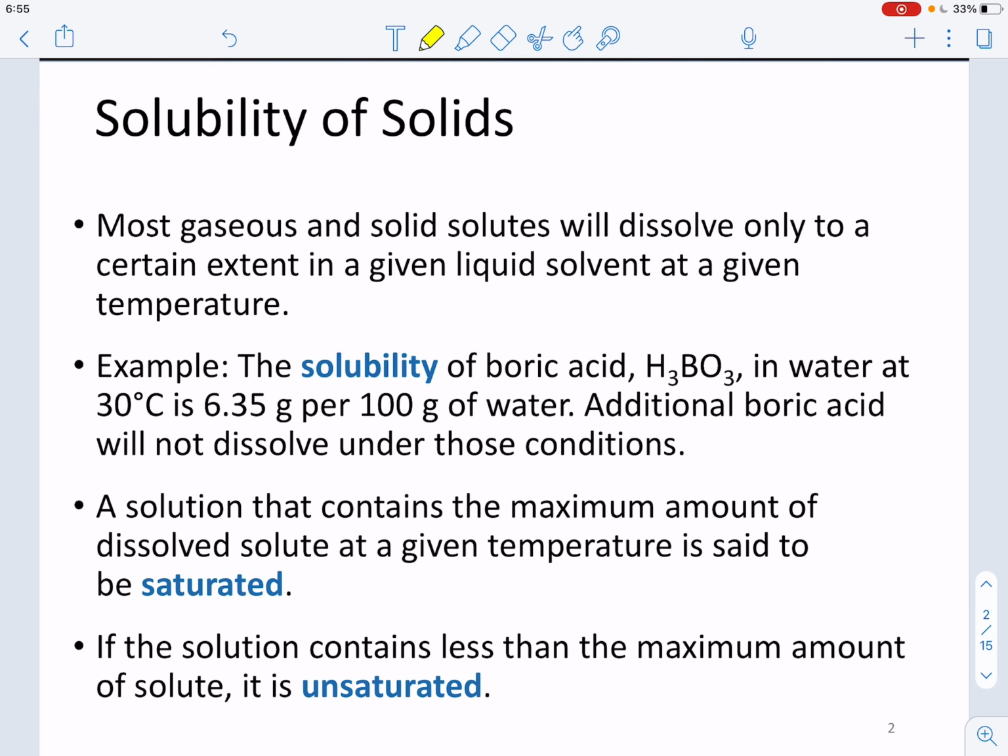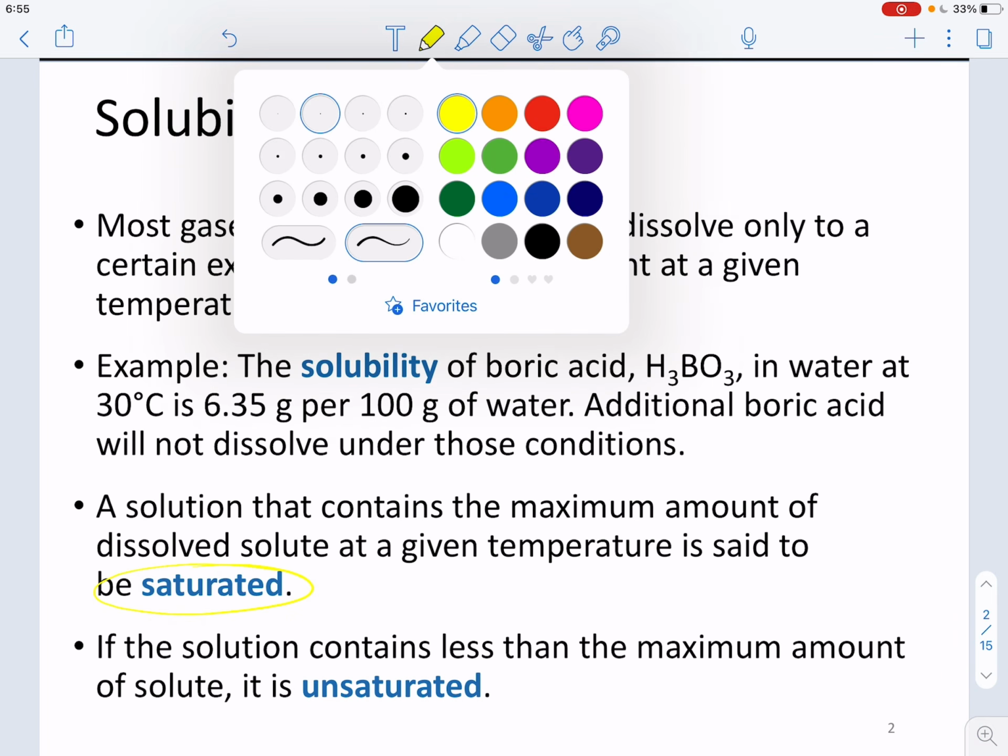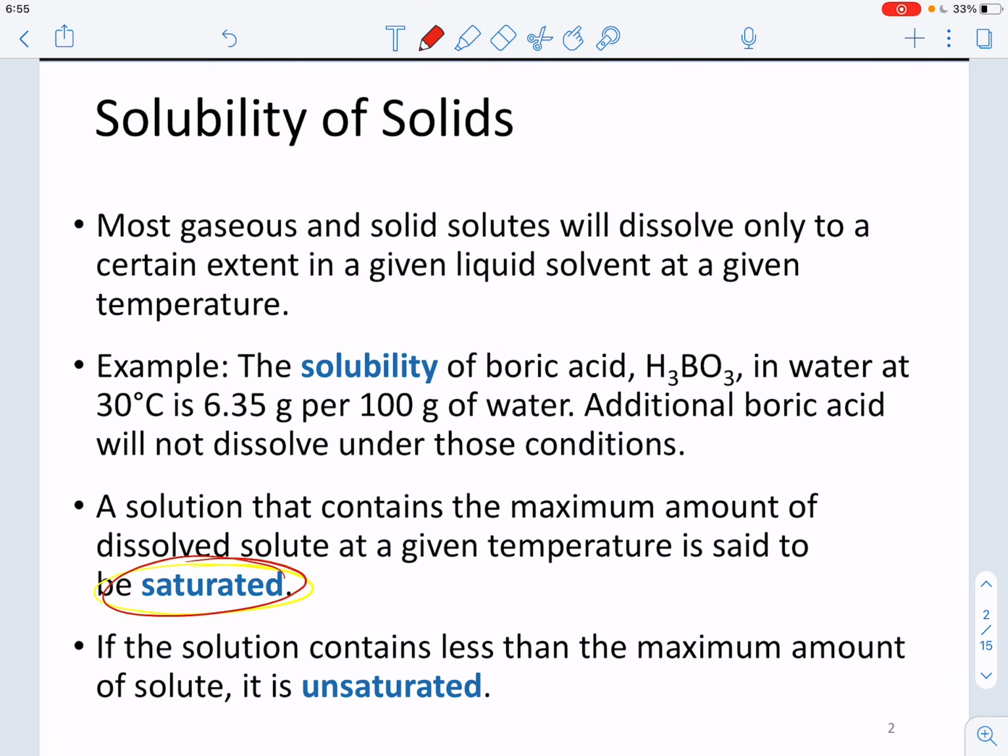Okay? So whenever you start adding the solute and you reach the maximum concentration that you can have in that solution, then you say that the solution is saturated. What saturated means is that if you try to add more, it will not dissolve, and it will remain as a solid below the solution. Assuming that the solid has a higher density than the liquid, which normally it is, the solid will just remain at the bottom of the solution. It will not continue dissolving. Okay? That is your saturated solution.